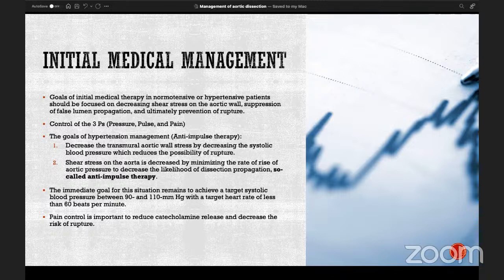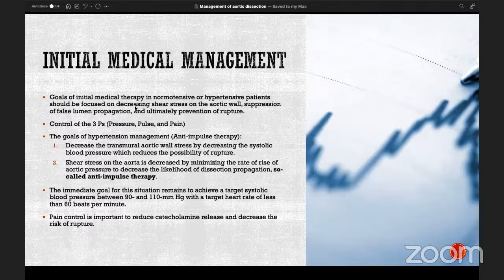And this is achieved by what's called anti-impulse therapy. As I said, the goal of this anti-impulse therapy is to decrease the transmural aortic wall stress, basically by decreasing the systolic blood pressure and reducing the possibility of rupture. Second is decreasing the shear stress in the aorta and the rate of the rise in aortic pressure. This is achieved by controlling the 3 B's: the pressure, the pulse rate, and pain management.